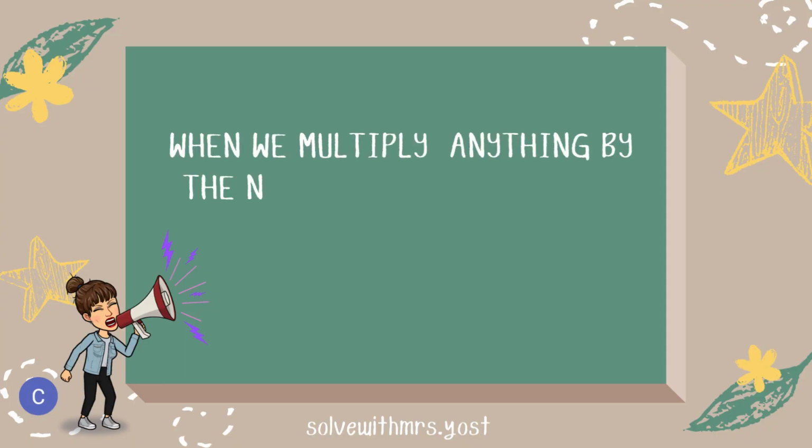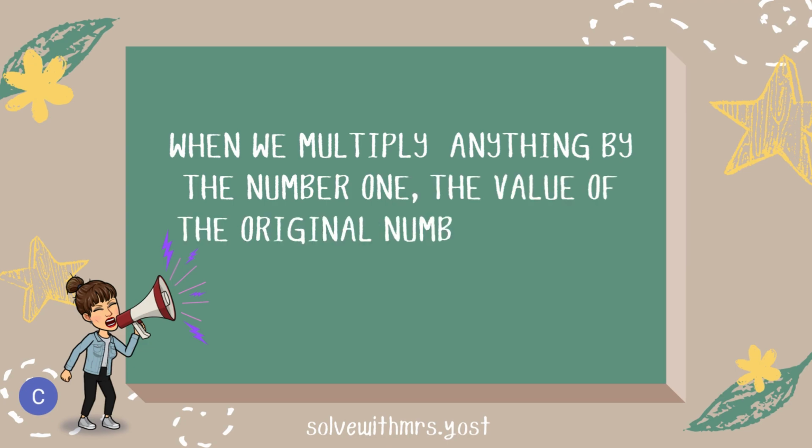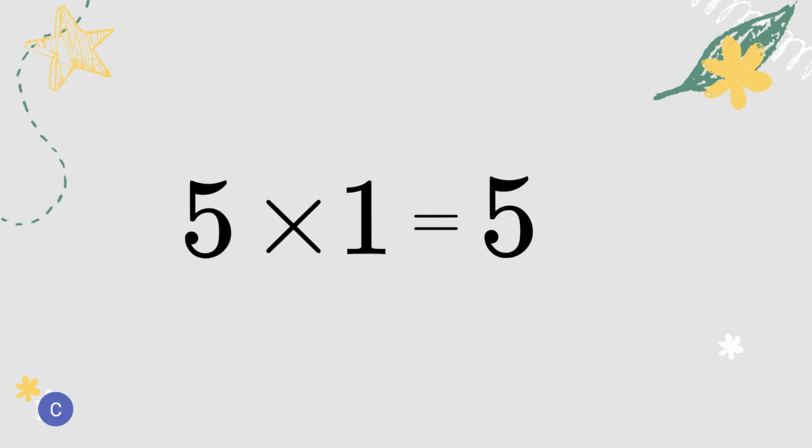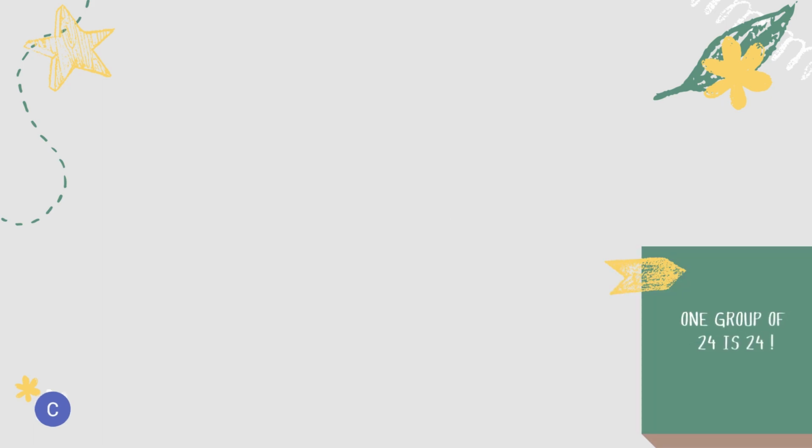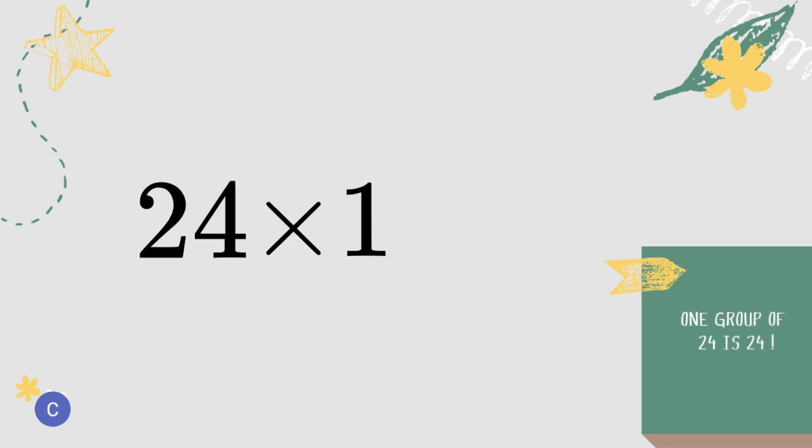When we multiply anything by the number 1, the value of the original number does not change. 5 times 1 is equal to 5. 7 times 1 equals 7. 24 times 1 equals 24. This is true for every number.